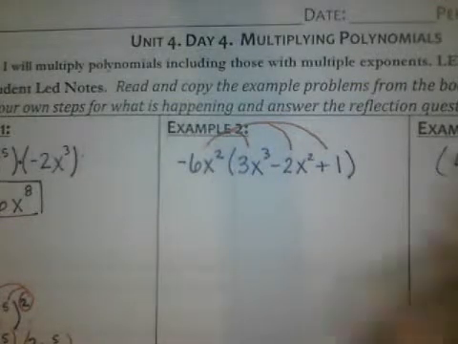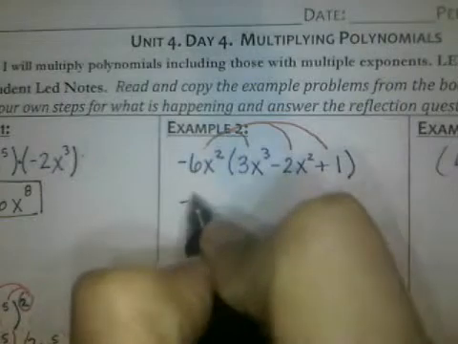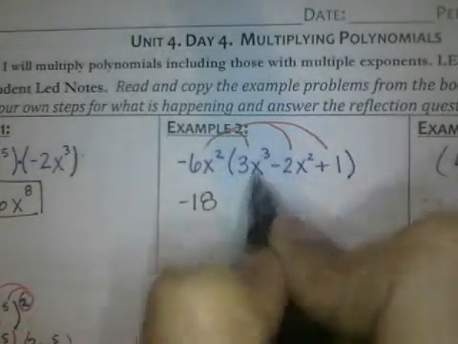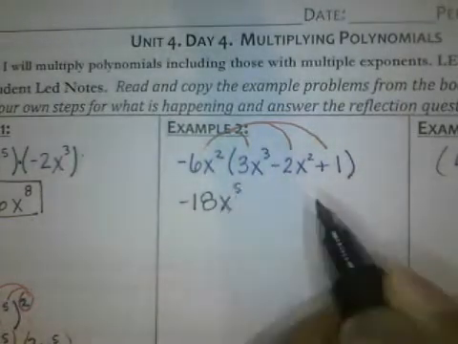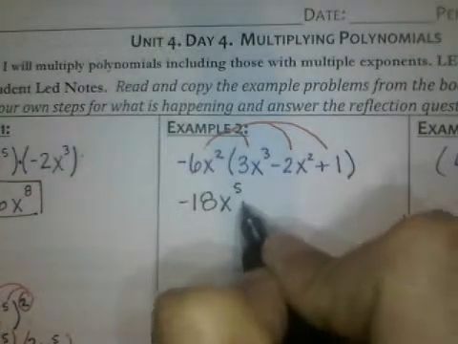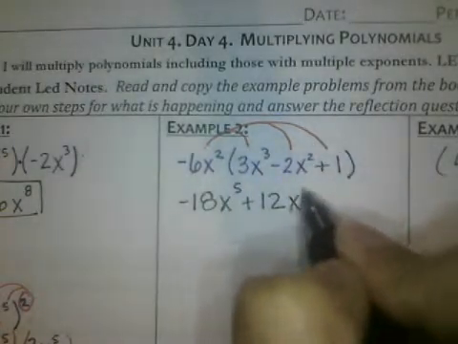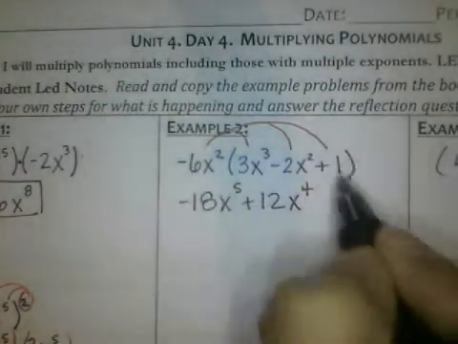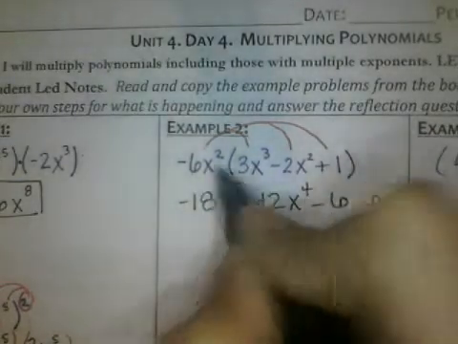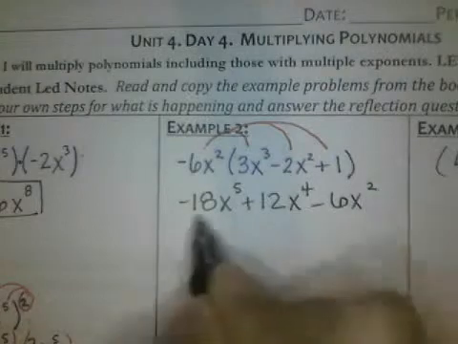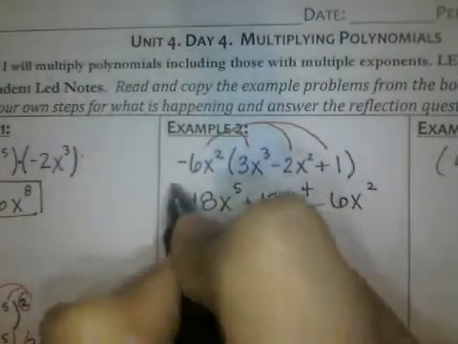Here's what it would look like. -6 times 3 is -18. X squared times x cubed is x to the 5th. -6 times -2 is +12. X squared times x squared is x to the 4th. And -6 times 1 is -6, keeping x squared. There are no like terms, so that is your final answer for that one.